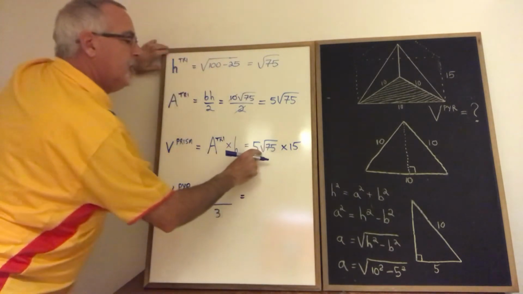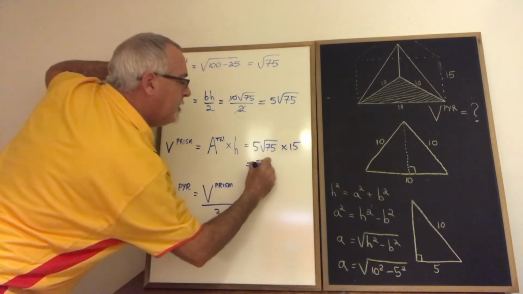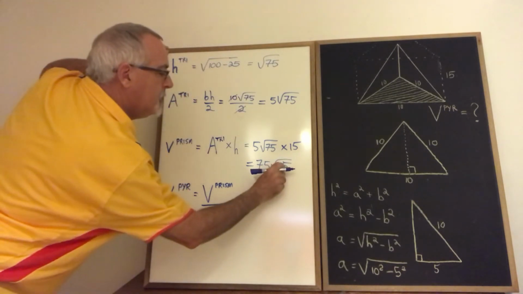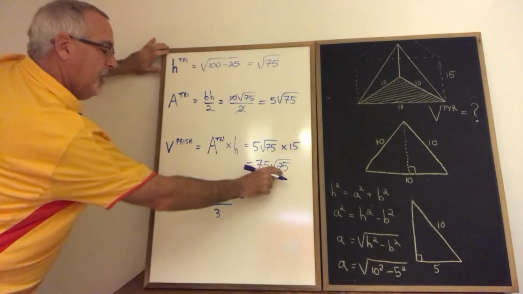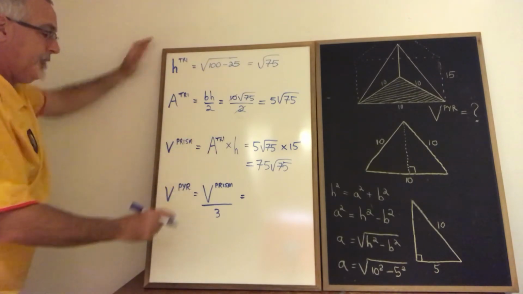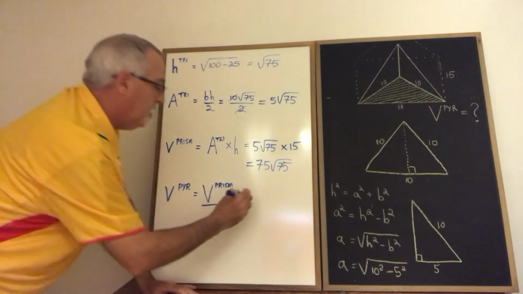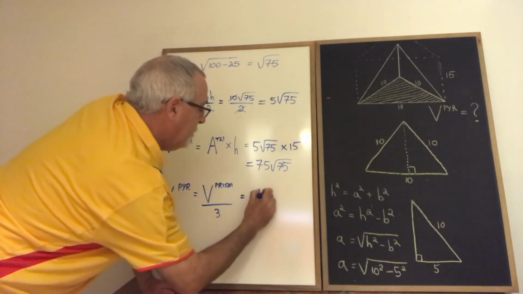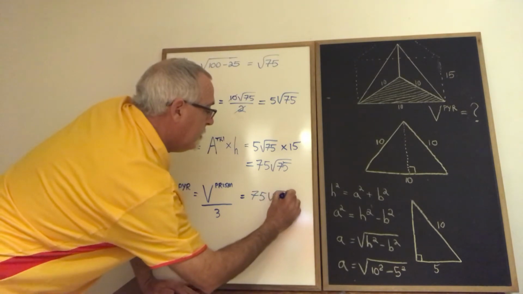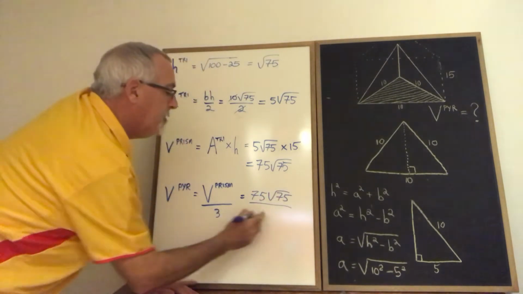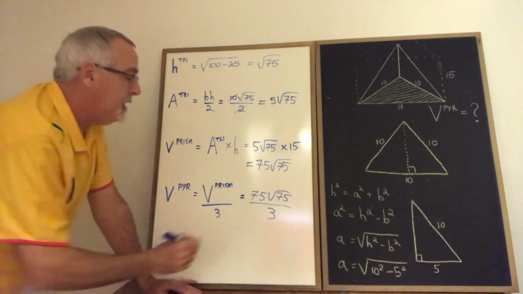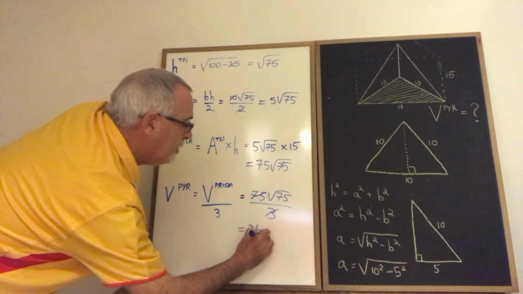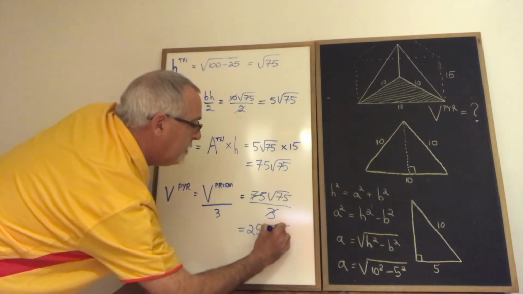Which, when I combine the 5 and the 15, gives me 75 root 75. This 75 root 75 is the volume of the prism. And I need that right here. So my numerator in this volume of the pyramid formula is 75 root 75, and has to be divided by 3 to give the volume of the pyramid. The 75 and the 3 can be simplified to give 25. We have 25 root 75.